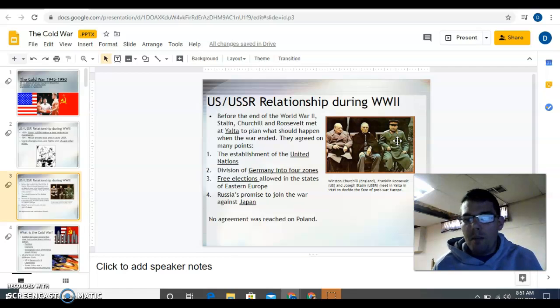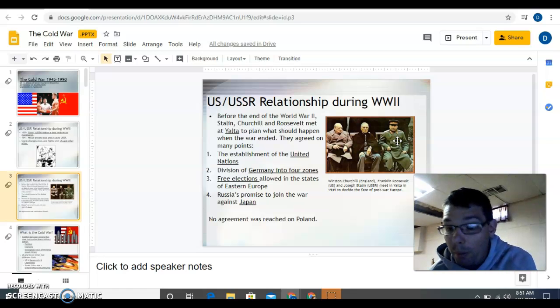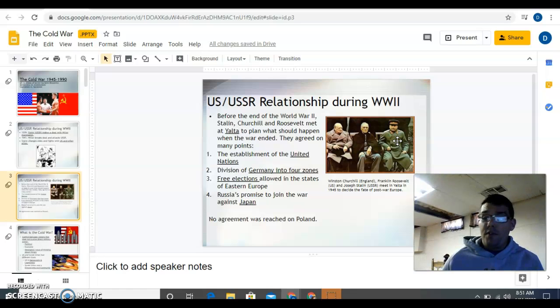Third, we made Stalin promise that he would allow free elections throughout Europe, throughout Eastern Europe, like Ukraine and Poland and Romania, Bulgaria. He promised free elections, although it really won't play out that way. But at this conference, this is what they agreed to. And then the 4th thing they agreed to was that Russia would promise to join the war in Japan. So at this point, no real agreement was made about what to do with Poland. But again, these were the main topics.